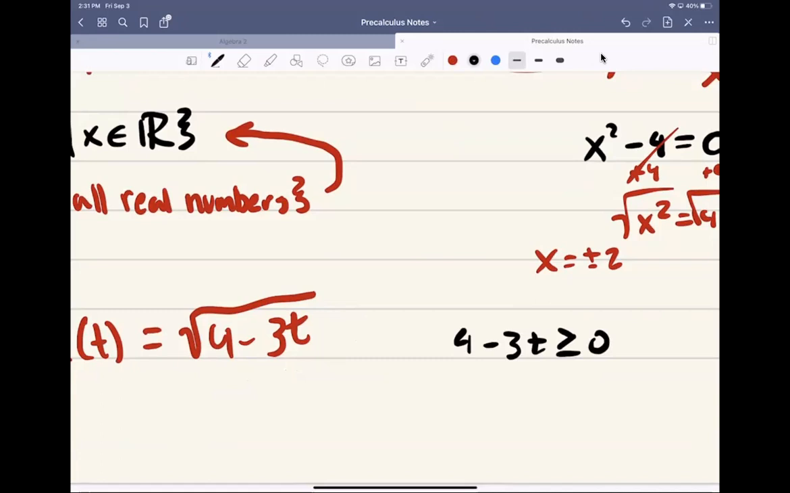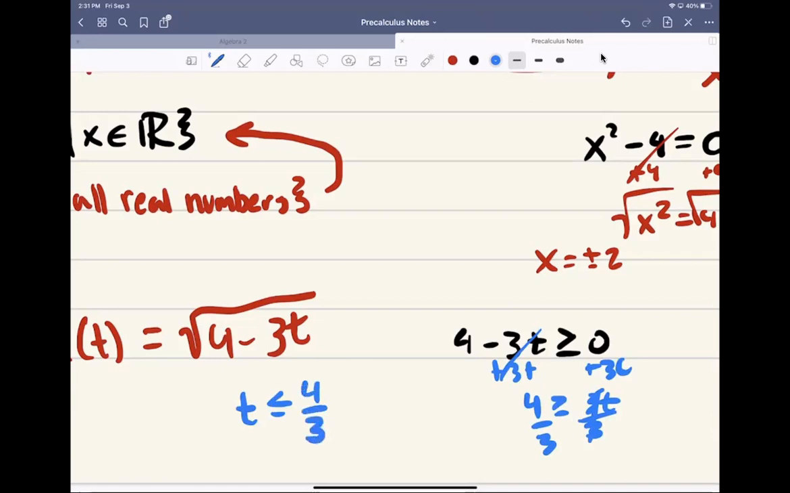So we're going to do some algebra to get t by itself, right? Plus 3t. You're going to get 4 has to be greater than or equal to 3t. Divide both sides by 3. That goes away. You're going to get t has to be less than or equal to 4 over 3. Okay, that's our domain. Domain has to be t less than or equal to 4 over 3.